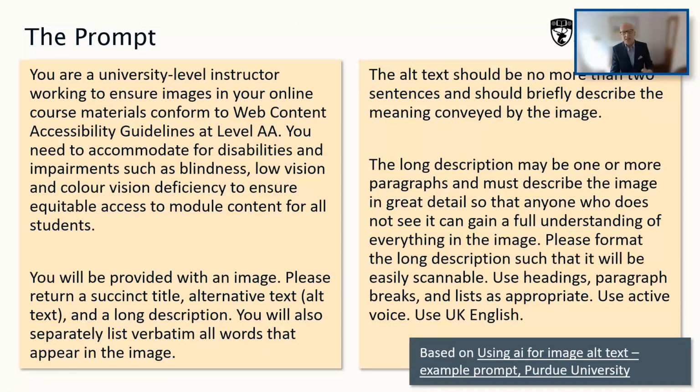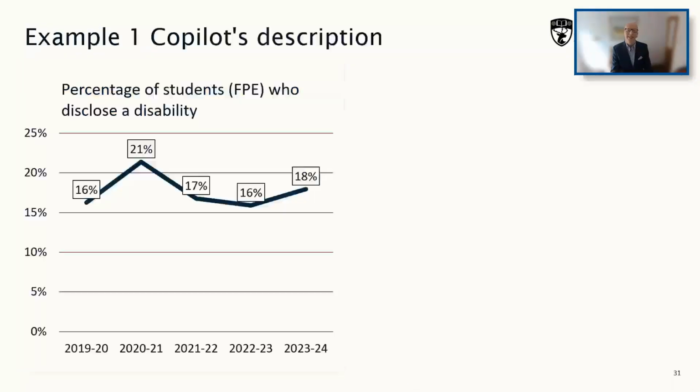I also recently added use active voice, use UK English, because I noticed it would often write in passive voice. Active voice aids understanding. And by default, Copilot writes in US English, so I want it to write UK English. This is just a generic prompt. We could tailor it for each image based on the context, function, and audience for that image. And while this gives slightly better results in terms of formatting, the ASU tool is a lot faster. Let's review the strengths and weaknesses of Copilot's image descriptions with 3 example images.